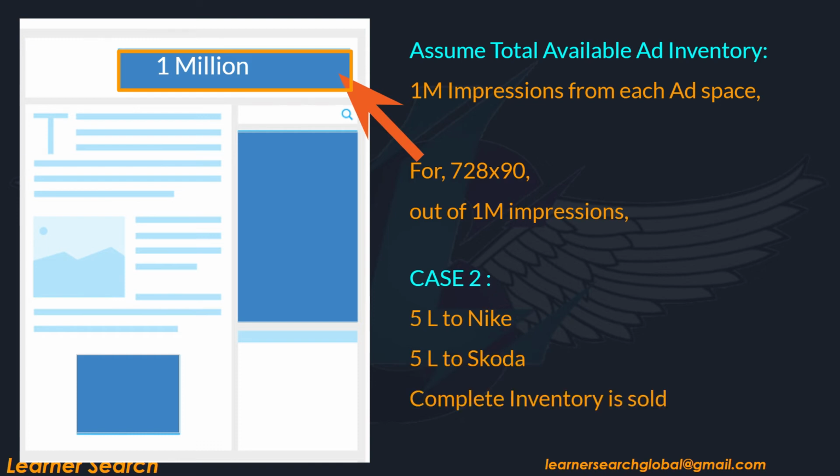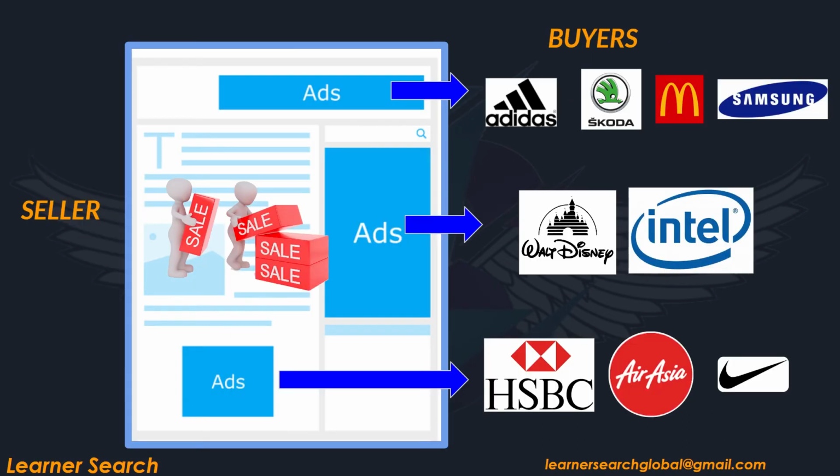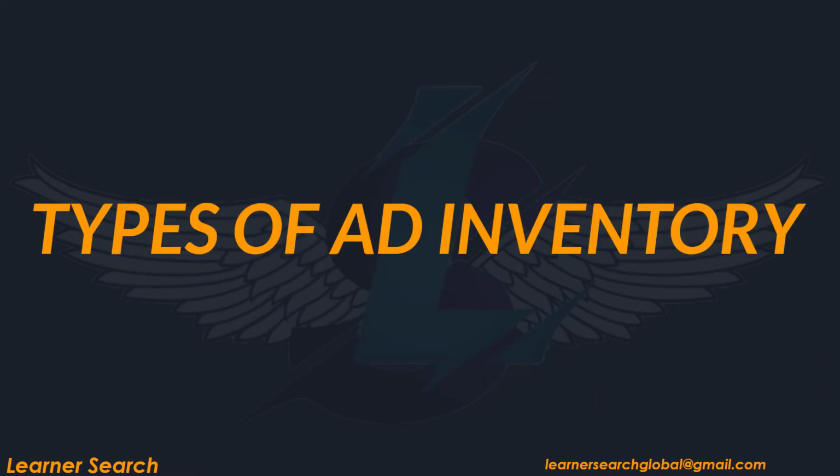In case 2, Nike this time is willing to purchase only 5 lakh impressions. The remaining 5 lakh are sold to a new advertiser, Skoda. Even in this case, all of the impressions were sold. Case 3. Nike purchased only 5 lakh impressions. Skoda is willing to buy 3 lakh impressions this time. Now in this situation, out of 10 lakh impressions, only 2 lakh are leftover impressions. Similarly, you sold other ad spaces to other advertisers according to the inventory required by them, and you may still have some unsold inventory.